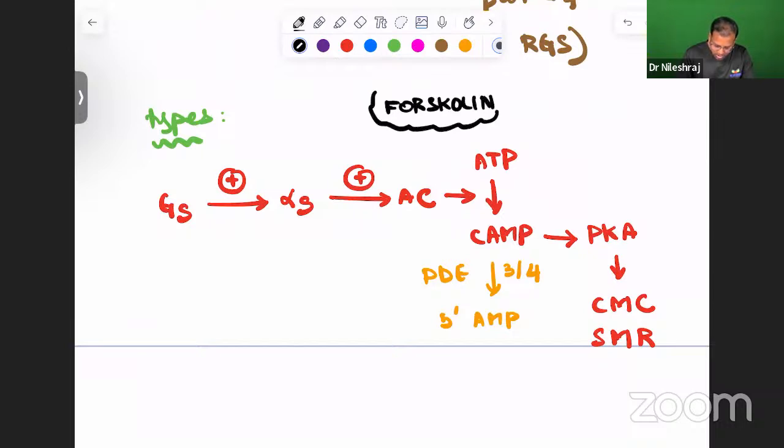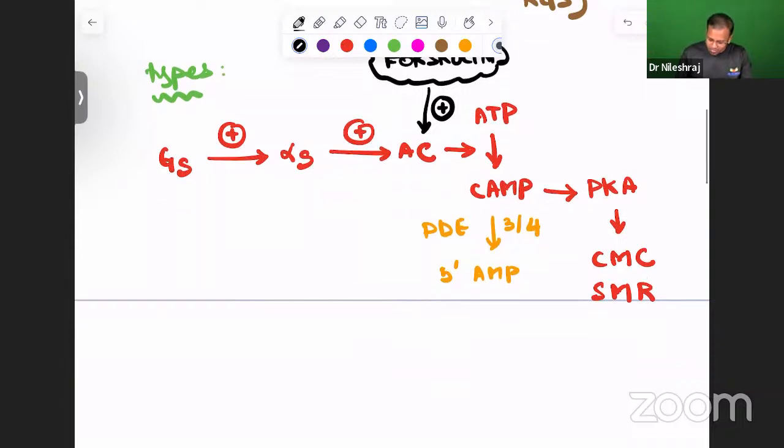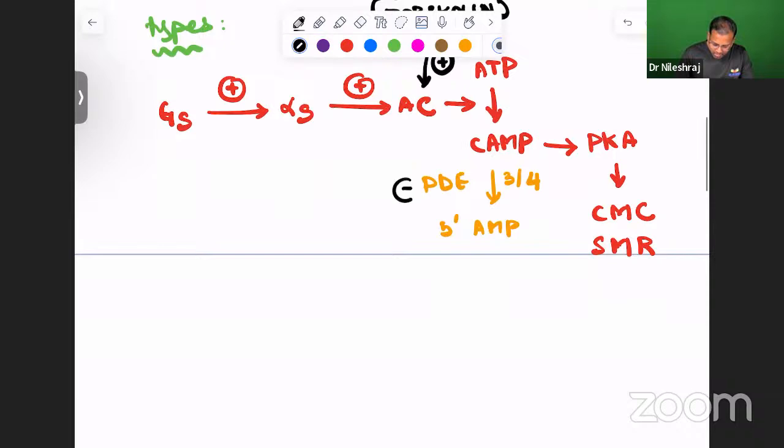Which directly stimulates adenylate cyclase. Point number one. The second drug, we have some drugs which tend to be inhibiting this phosphodiesterase 3 or 4.